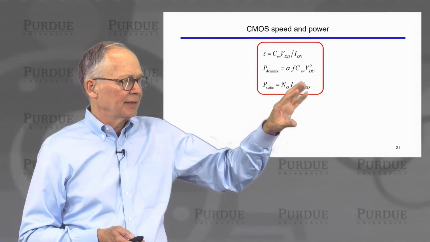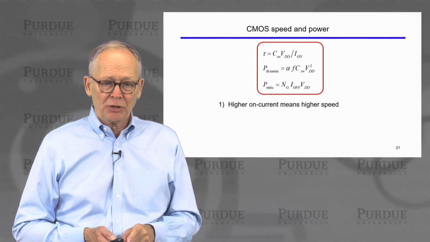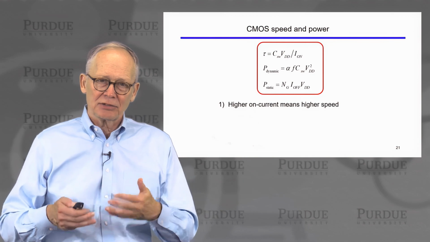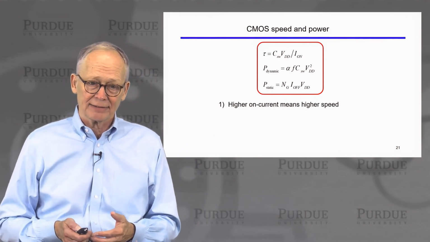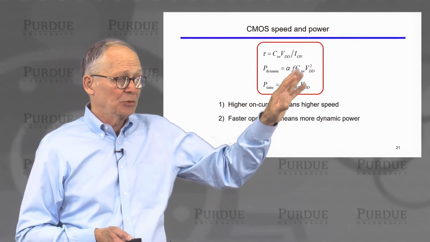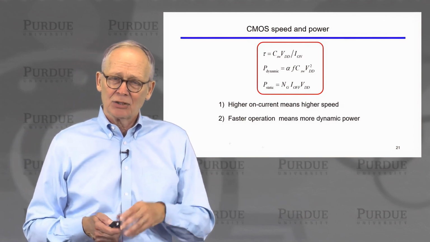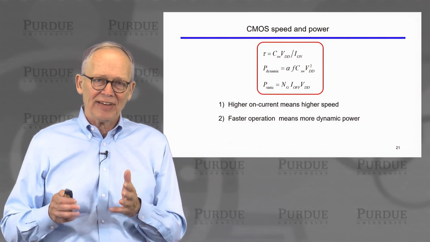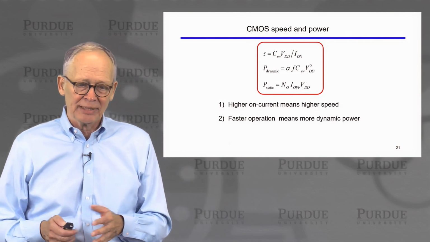So here are basic considerations about CMOS speed and power. First of all, the speed is determined by on current. The higher the current that the transistor delivers, the faster we can charge and discharge the capacitors. So on current is important for speed. The faster we operate the circuit, the more power we dissipate. So this has led in the last several years to a limitation on how fast we can run microprocessors. We simply consume too much power if we run them any faster.